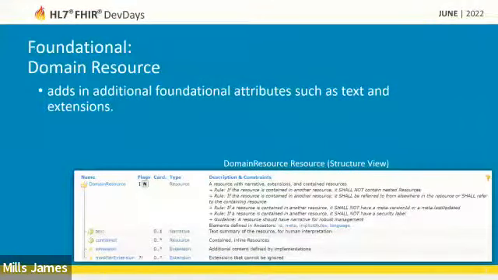Also foundational is the resource called domain resource. And a majority of resources in FHIR are built on top of domain resource. And it adds in some additional foundational attributes. And two really important ones is text, which is how you can have the narrative for a resource, kind of a human readable version of the resource, and extensions, which is how you can have context-specific extensions for this resource, which often happens in implementation guides. Let's say your country adds certain fields into patient. You could do that with extensions.